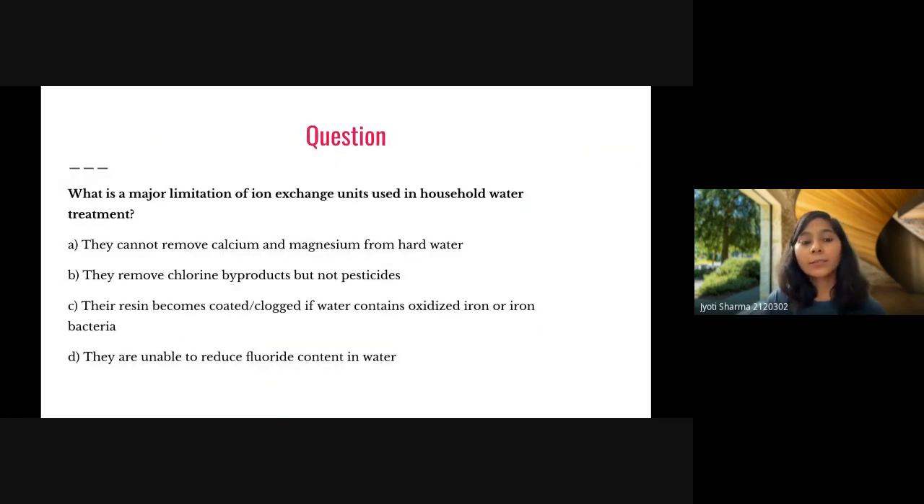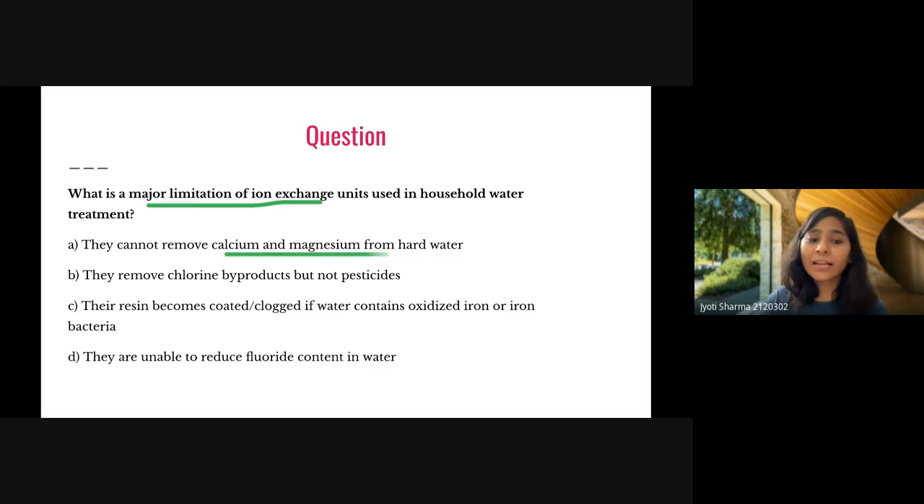Okay, so next question is: major limitation of ion exchange. So we have RO, we have activated charcoal to treat the drinking water. Another is the ion exchange. So can you tell me the major limitation of ion exchange?